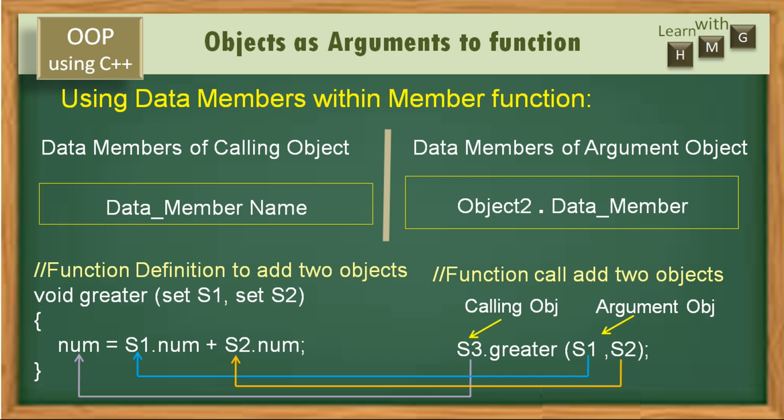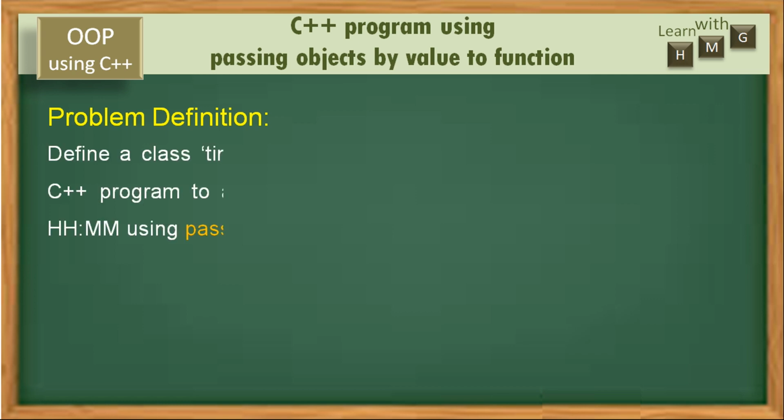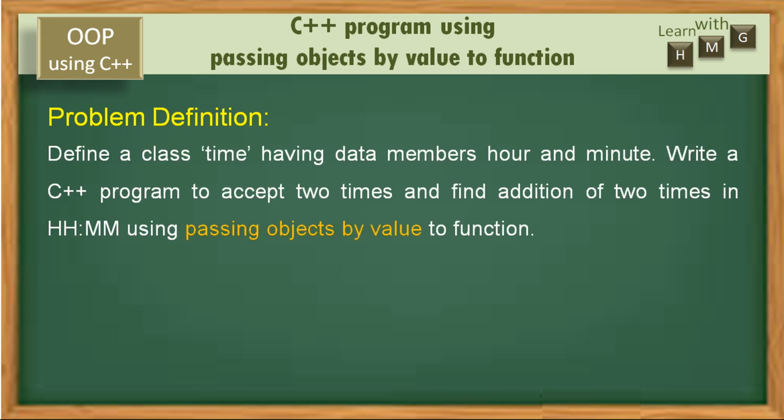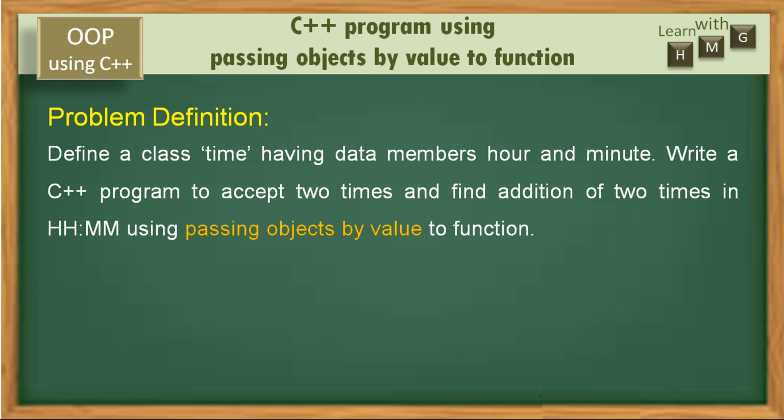Let us write a C++ program by passing objects by value to the function. The problem definition is like this: define a class time having data members hour and minute. Write a C++ program to accept 2 times and find the addition of 2 times in hours and minutes, using passing objects by value to a function.